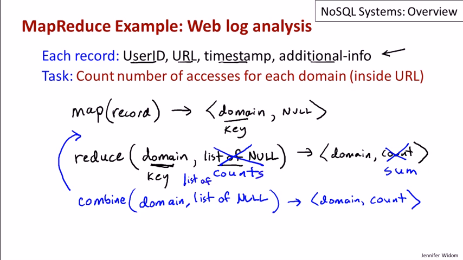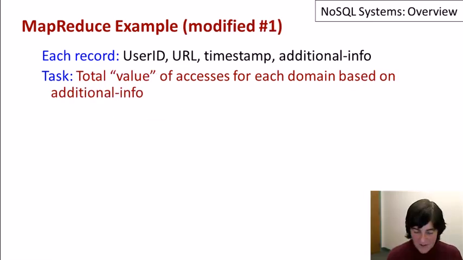Because we're going to get one of these from each of the mappers, and then we add those list of counts. That's the sum that we perform here. Sorry about that small mistake. Now let's modify the problem.